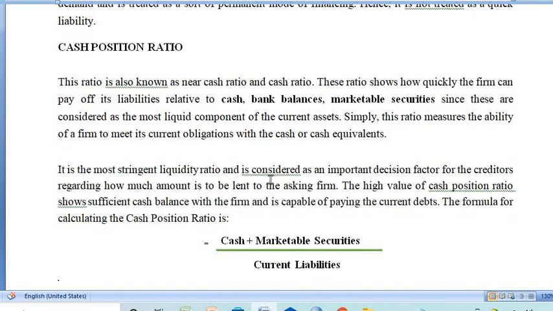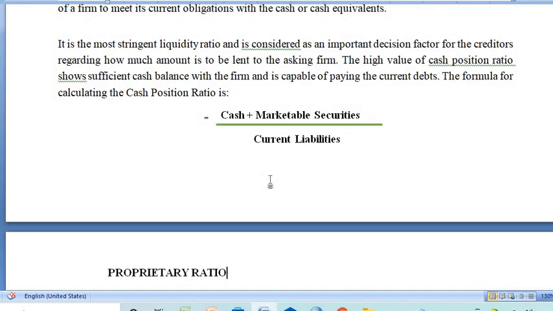This ratio we are going to compute by using this formula: cash in hand, cash at bank plus marketable securities, divided by current liability.